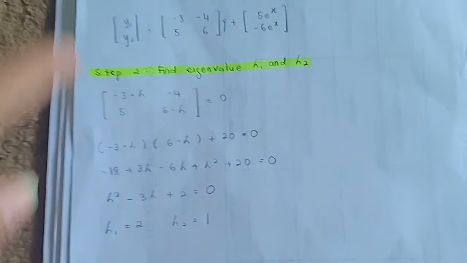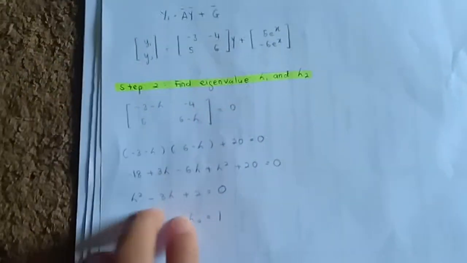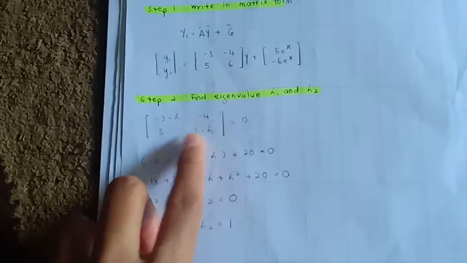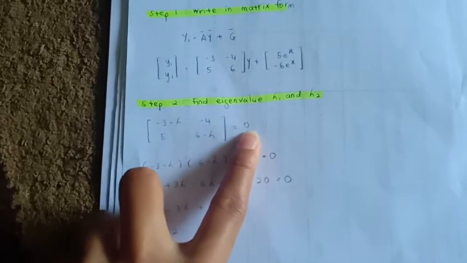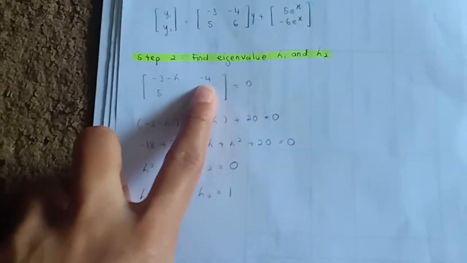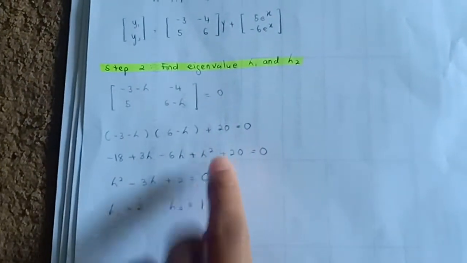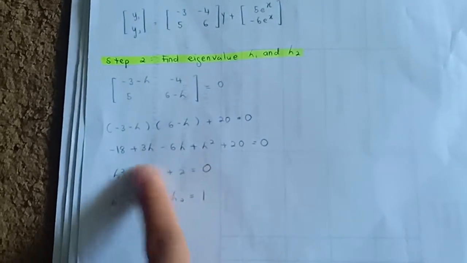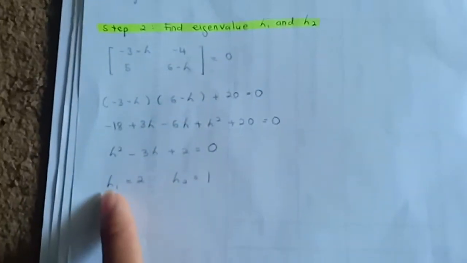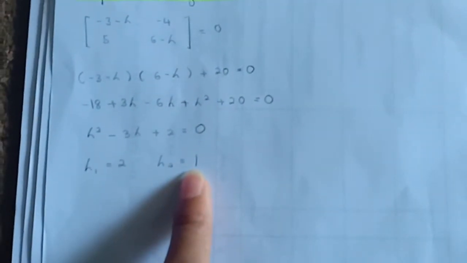The second step, we find the eigenvalues lambda 1 and lambda 2. Negative 3 minus lambda, negative 4, 5, 6 minus lambda, equals 0. We expand this times this, and minus this. I get a quadratic equation and substitute into the calculator, and I get lambda 1 equal to 2 and lambda 2 equal to 1.